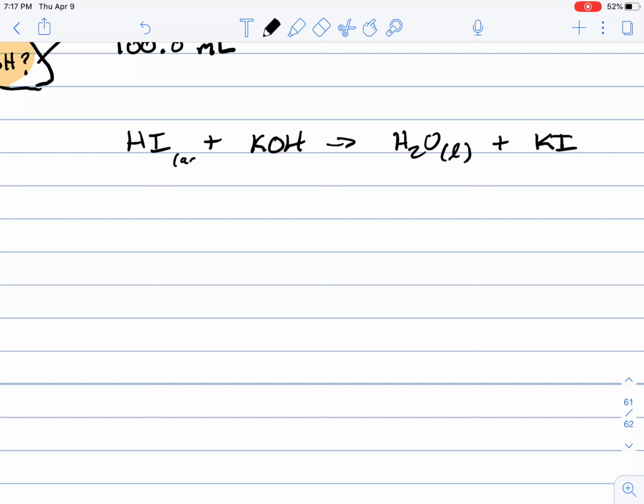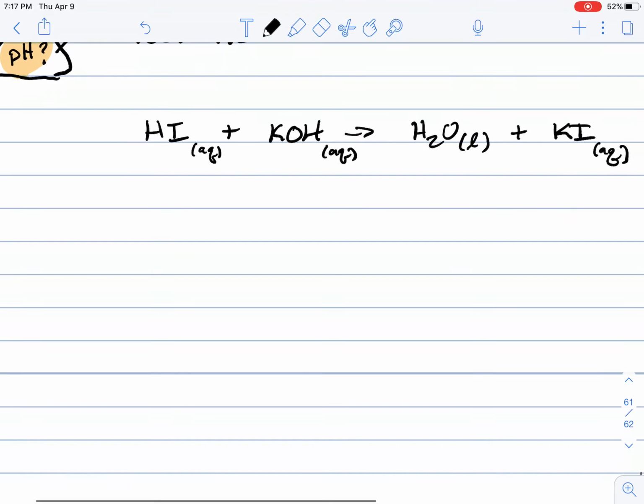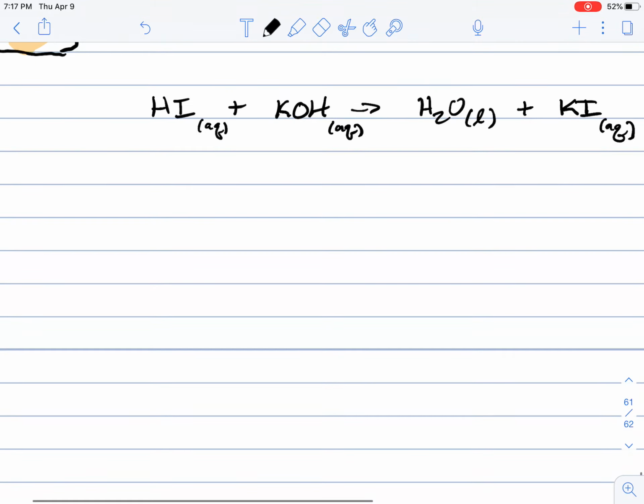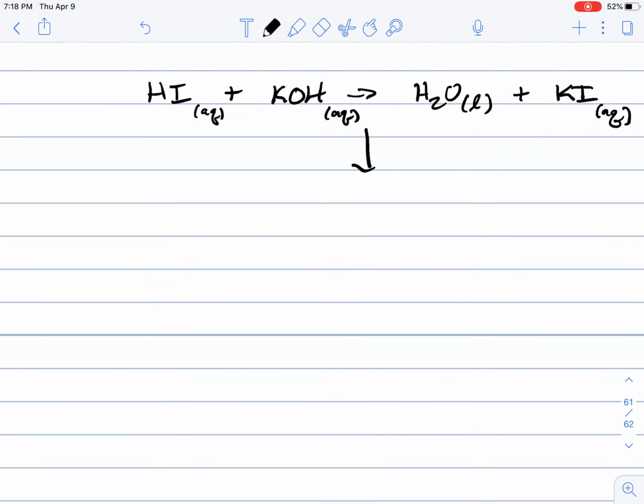Okay. And so this is very similar to the chemical reaction that we wrote in part B of this problem. And so very similar to what we did in part B, we're going to go ahead and write the net ionic equation. And so in this case, I'm just going to write H plus and OH minus because iodide and potassium are spectator ions. And I'm going to drop those completely so that I just have liquid water remaining.